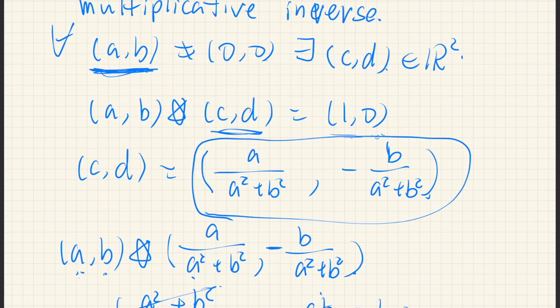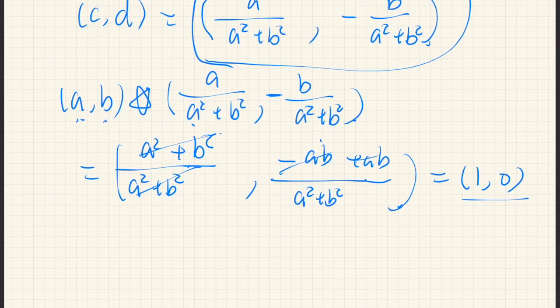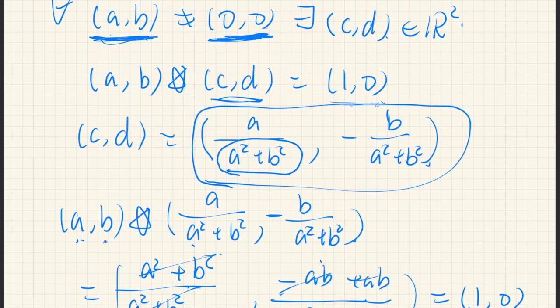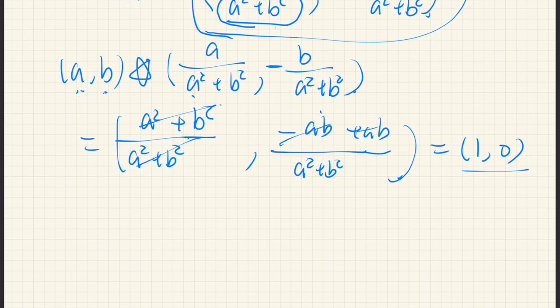Of course, it has to be a non-zero element, right? So what if both A and B are 0? Then you see here, we have A squared plus B squared in the denominator. So that will be division by 0, which is nonsense. So it's undefined. But as long as (A,B) is non-zero, then we do have an inverse.